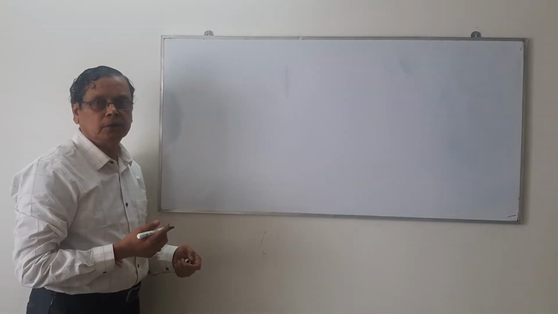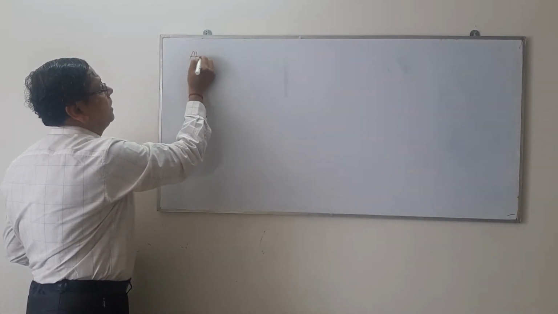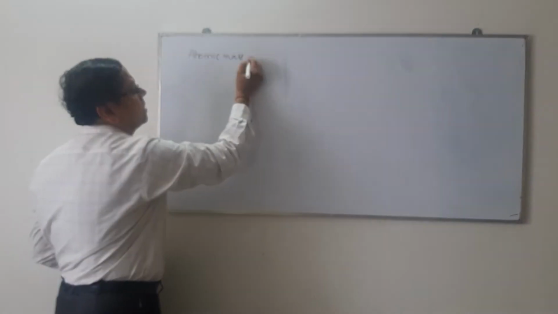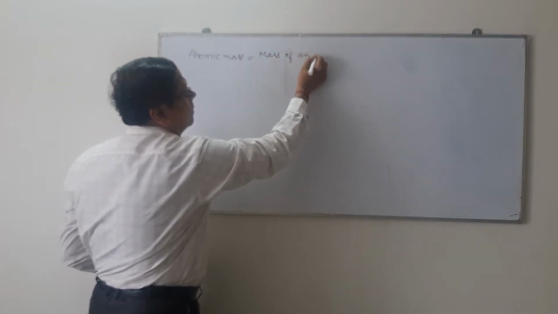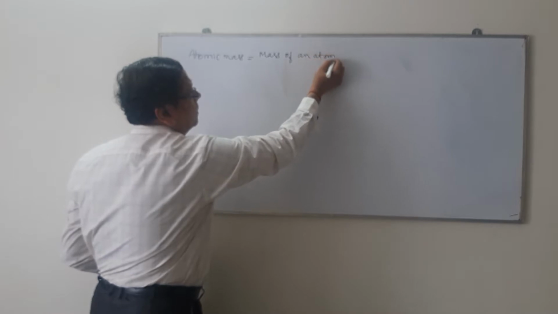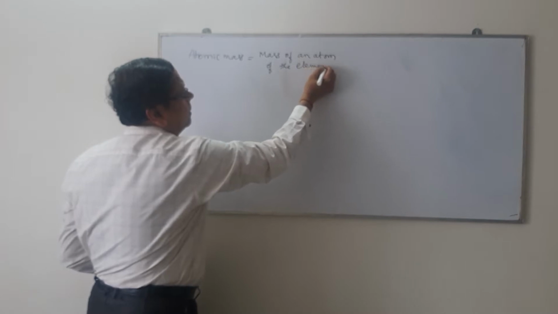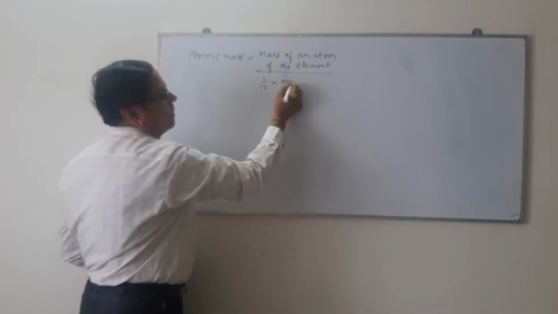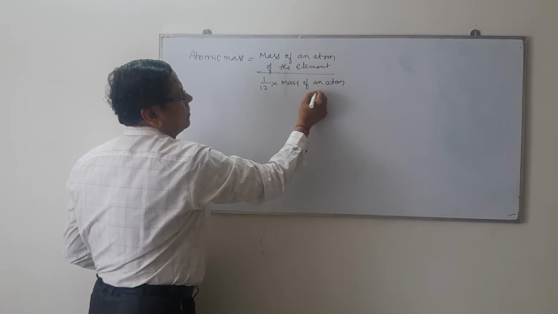So welcome back to the study of atomic mass. You are studying this atomic mass, which can be defined as: atomic mass is equal to the mass of an atom of the element divided by 1/12 times the mass of one atom of the C12 isotope.